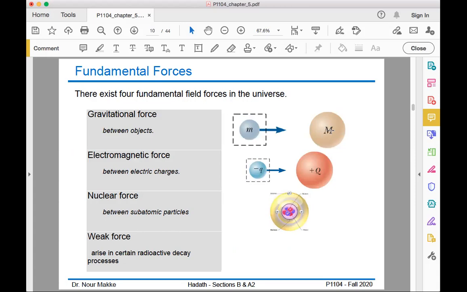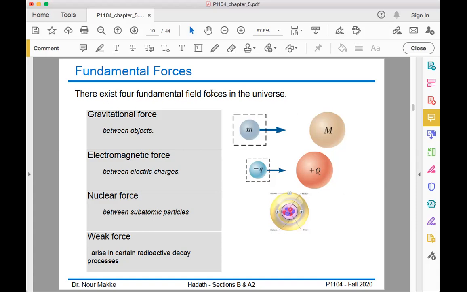Electromagnetic force acts between electric charges. Like in this case, you have two charges, so definitely you have electromagnetic force between them. You have a nuclear force, which is the force that acts between the subatomic particles, like in this case, you have a proton inside a nucleus. So in this case, we talk about the nuclear force. And the weak force is the fourth fundamental interaction in the universe, and it arises in certain radioactive decay processes. So I don't have an example here, but in general, it's related to the decay of particles.